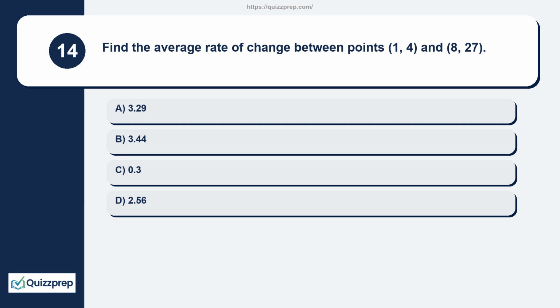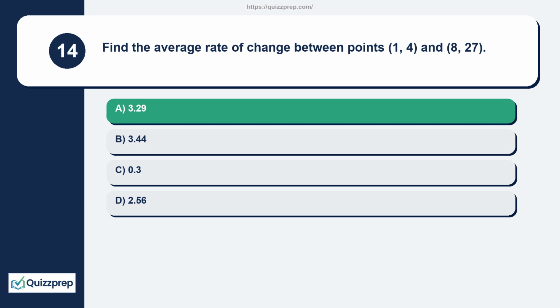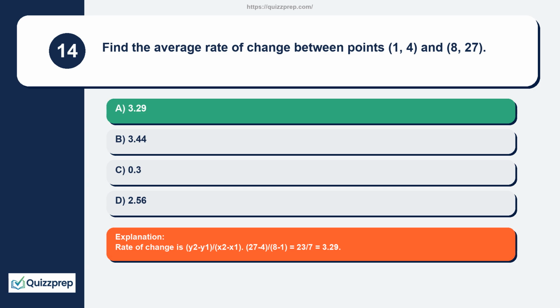Question 14. Find the average rate of change between points (1, 4) and (8, 27). Options: 3.29, 3.44, 0.3, 2.56. Rate of change equals (y2 - y1) / (x2 - x1). 27 minus 4 over 8 minus 1 equals 23/7 equals 3.29.